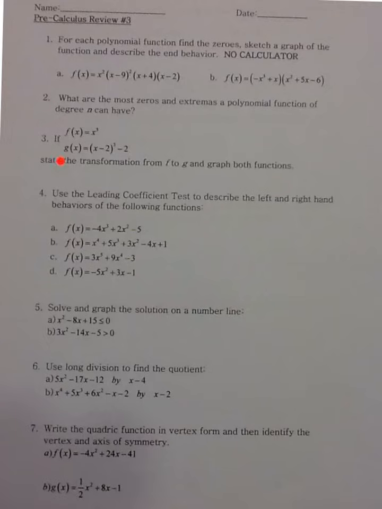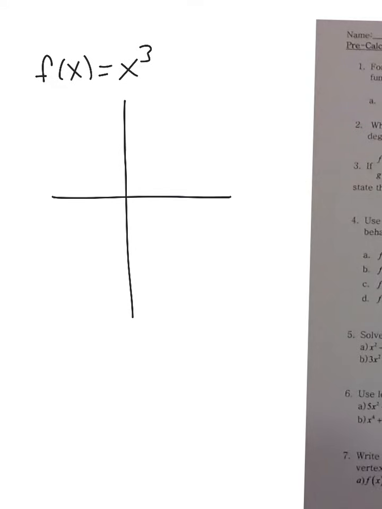All right, so it says if f of x is equal to x to the third and g of x is equal to x minus 2 to the third minus 2, state your transformation from f to g and then graph both. All right, so f of x is equal to x to the third. So if we graph it, use your table of values.